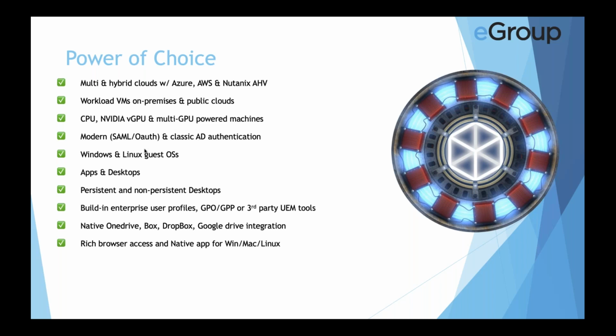And finally, we've got multiple capabilities for GPU and multiple GPU powered machines, right? And if I need a machine that has 8 GPUs or 4 GPUs or 1 GPU, depending on my workload, I've got that capability depending on the cloud provider, right? Modern authentication, variety of Windows and Linux guest OSs. So depending on what I need, apps and desktops. If I need to publish an application, for example, I've got the capability to just publish an application.